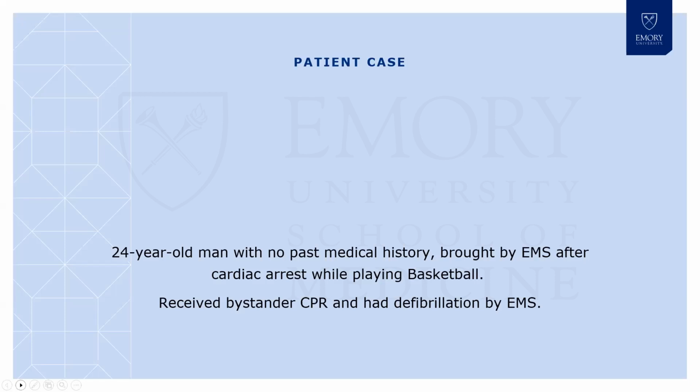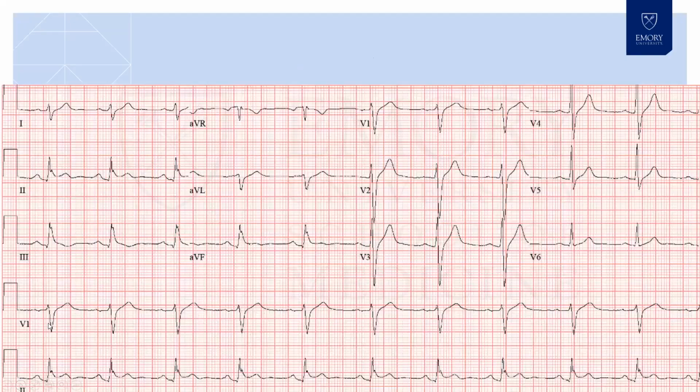So jumping into our case, it's a patient we saw at Emory. It's a 24-year-old man with no past medical history, was brought by EMS after a cardiac arrest while playing basketball. He received bystander CPR and had defibrillation. His rhythm was ventricular fibrillation. And then he was brought to an outside hospital, and this was his presenting EKG. So basically you see right axis deviation, QRS notching, and ST elevation in the inferior leads.